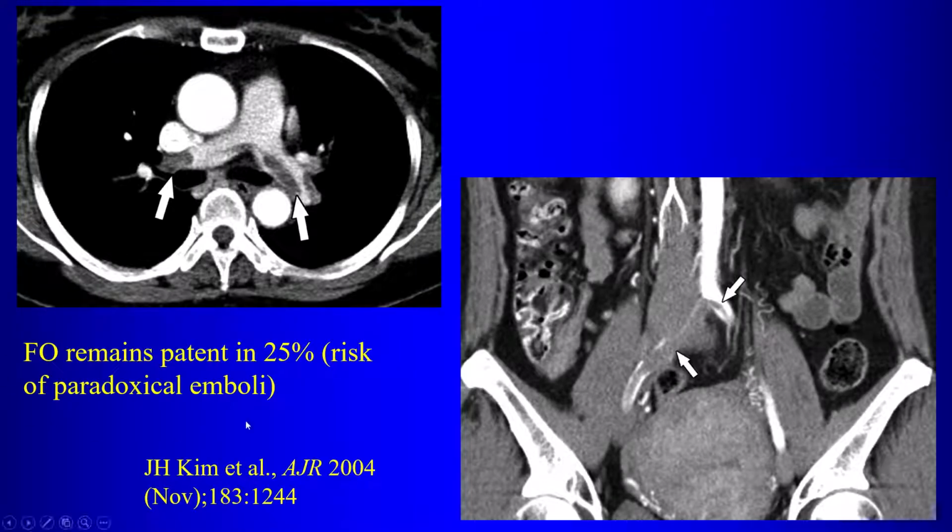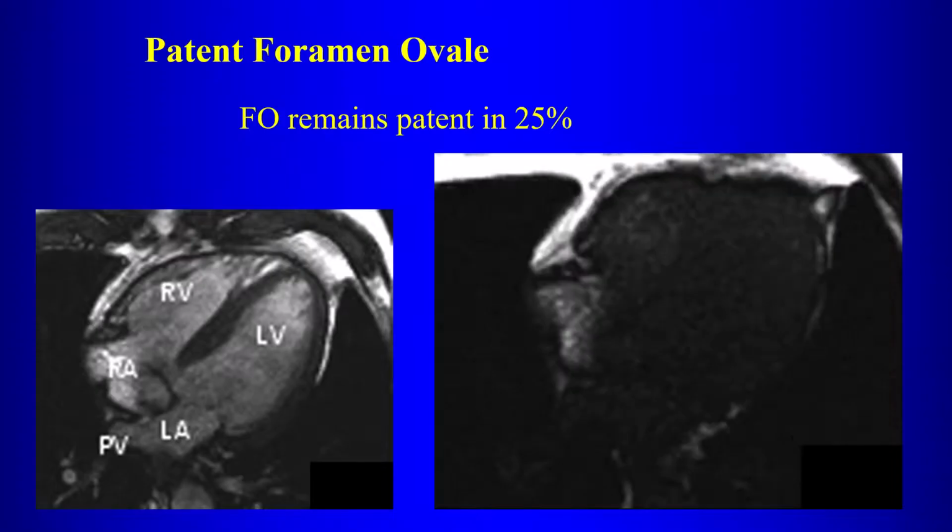So in about 25% of cases, it can remain patent, and that is a setup for paradoxical embolism, especially if there is pulmonary embolism, as in this case here. And you can see saddle pulmonary embolism, and then there's some clots extending down into the common iliac arteries, clots on both sides of the circulation, implying communication between the right and left circulations.